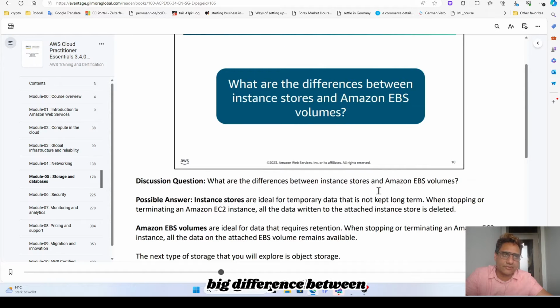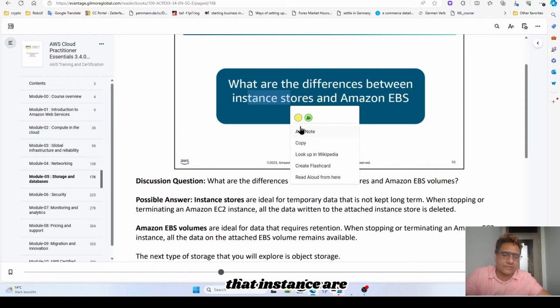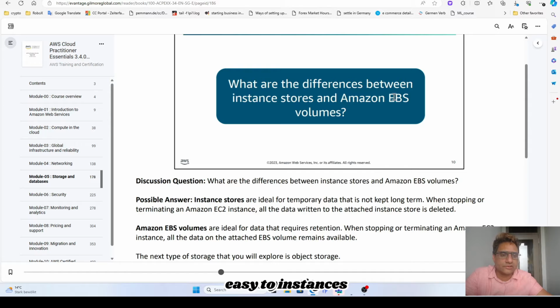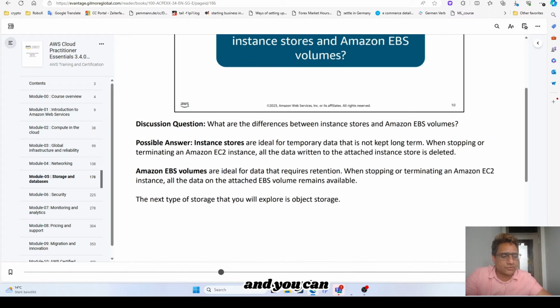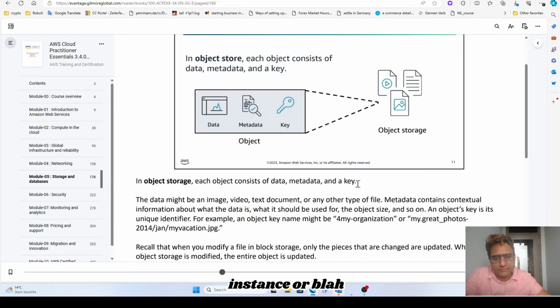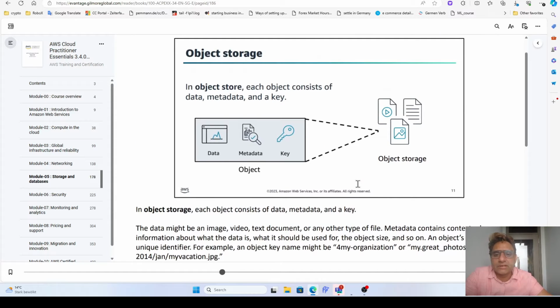The big difference between these two is that instance stores are temporary and they are deleted on the termination of the EC2 instances. However, an EBS volume is where your data is always kept, and you can reattach it to any other instance. When it comes to data storage in a volume, it sounds like a hard drive in the past, and it's a very similar concept to blocks on hard drives.